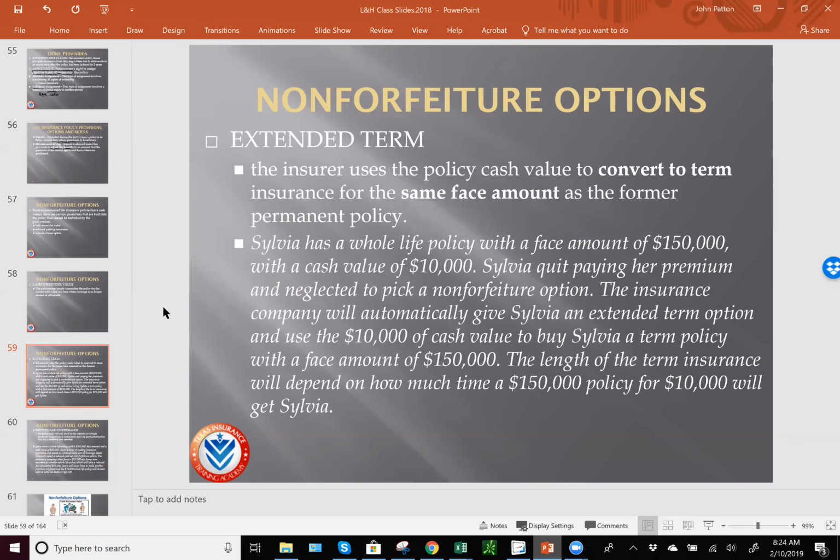Sylvia has a whole life policy with a face amount of $150,000 and a cash value of $10,000. Sylvia quit paying her premium and neglected to pick a non-forfeiture option. The insurance company will automatically give Sylvia an extended term option and use the $10,000 of cash value to buy Sylvia a term policy with a face amount of $150,000. The length of the term insurance will depend on how much time a $150,000 policy for $10,000 will give Sylvia. So the main thing you need to know is that it's going to be a term policy with the same face amount.